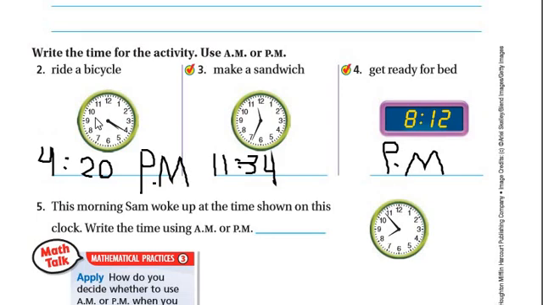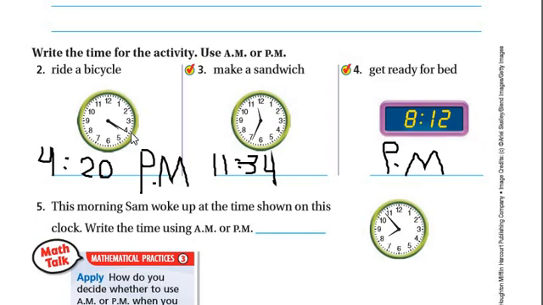We have number 2, ride the bicycle. First, here we have the clock face. It shows 4:20. The hour hand points at 4. The minute hand points at 20 exactly. So it would be 4:20. Can we ride a bicycle at 4 o'clock at night while we are sleeping? No. So it must be PM, afternoon. After coming back from your school, you can ride your bicycle, for example.